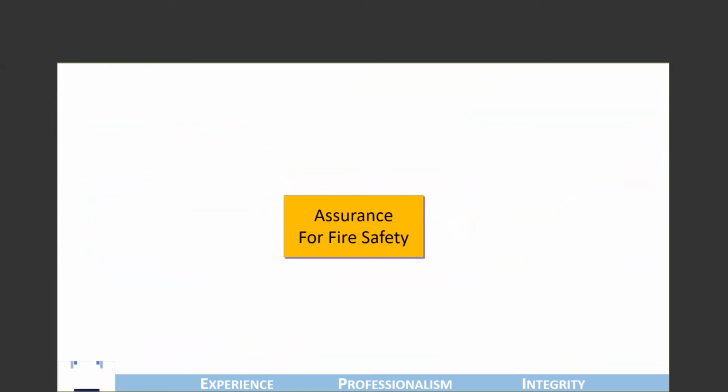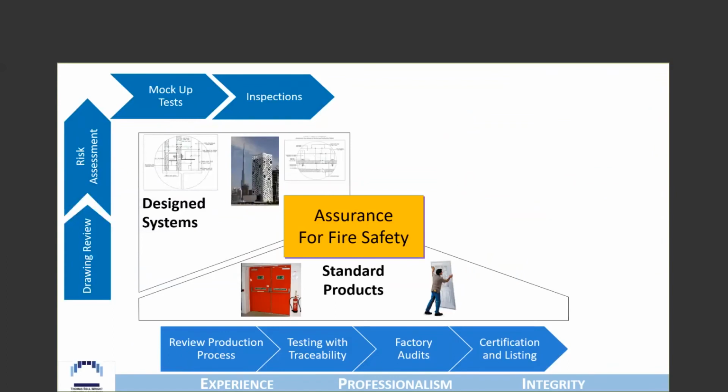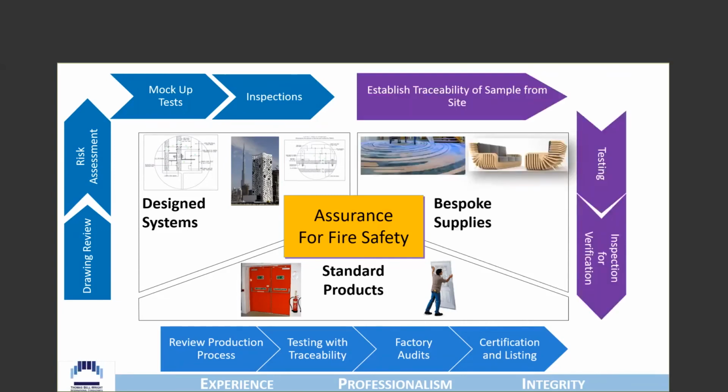So moving to my last slide and summarizing how assurance is done for properly implementing passive fire protection in projects. For standard products like fire doors, for designed systems like cladding, which I covered in my previous webinar, and if anyone is interested, I can share a link of that webinar. And for bespoke systems and supplies. This is the last slide.